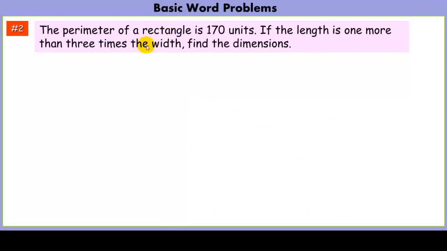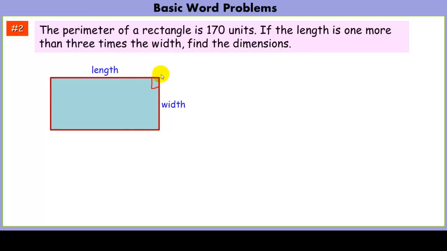All right, number 2: the perimeter of a rectangle is 170 units. If the length is 1 more than 3 times the width, find the dimensions. Now, guys, when I read that, it sounds really, really fast, and that'll be confusing if you read it that fast. Like I said before, take your time, read it, and draw a diagram. The rectangle is a real nice diagram. Just write in length and width.